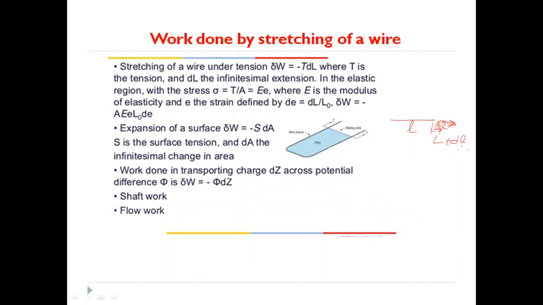So that means how do we calculate the work done? Due to this change in length, work done can be calculated using the formula W is equal to minus S into dA. Okay, so this is the formula to calculate the work done.